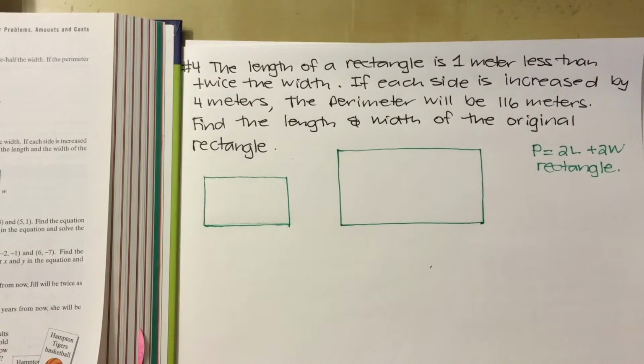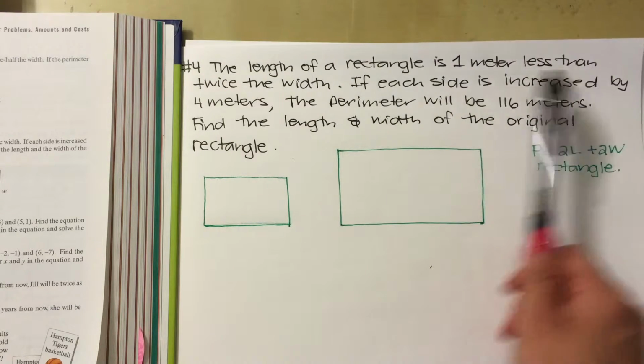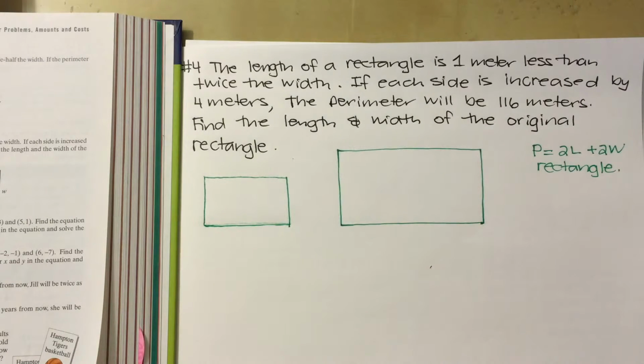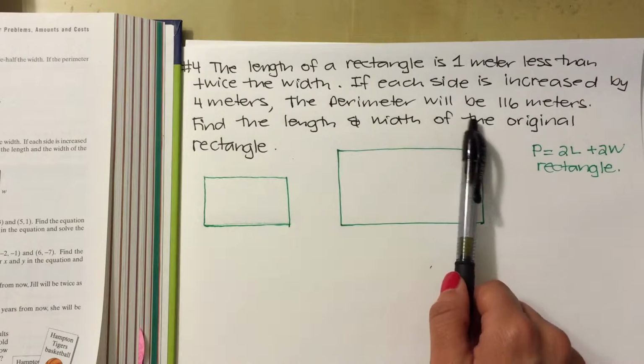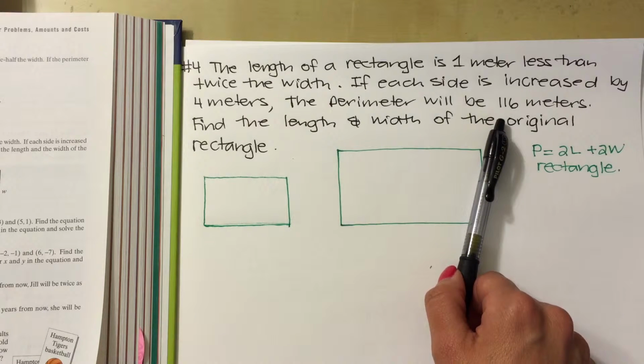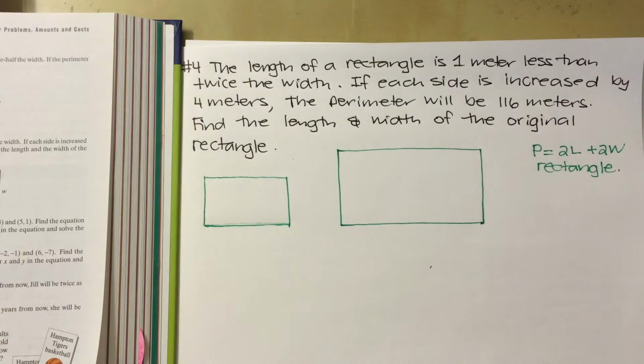Okay, so this one has to do with a rectangle. It says, the length of a rectangle is 1 meter less than twice the width. That has to be translated at some point, so we'll do that soon. If each side is increased by 4 meters, the perimeter will be 116 meters. Find the length and width of the original rectangle.